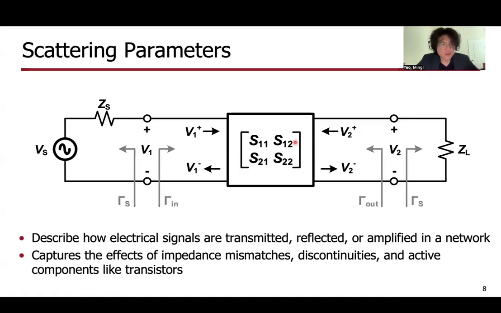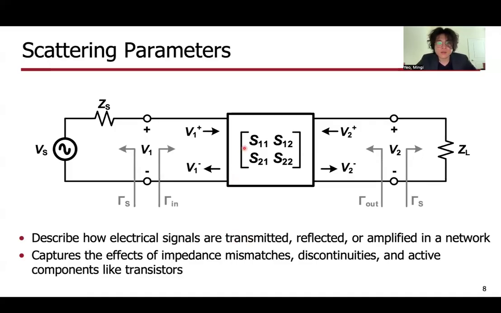For high frequency circuits, we use scattering parameters, also known as S parameters, to characterize how electrical signals behave within a network. It describes how electrical signals are transmitted, reflected, and/or amplified when in front of impedance discontinuities or impedance mismatches, or active sources like transistors.